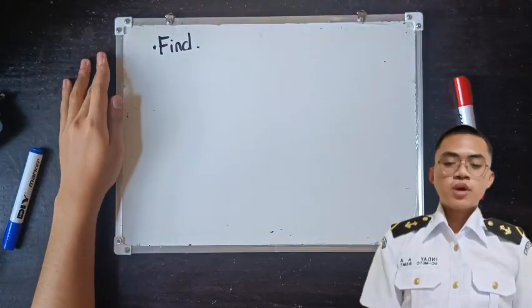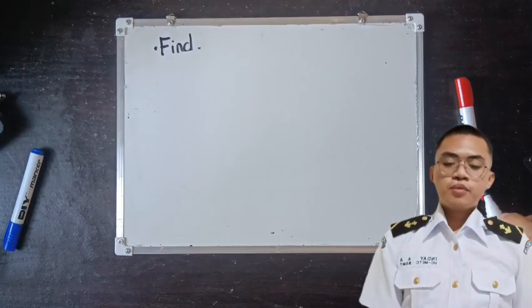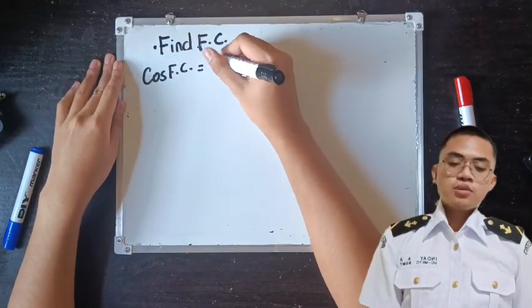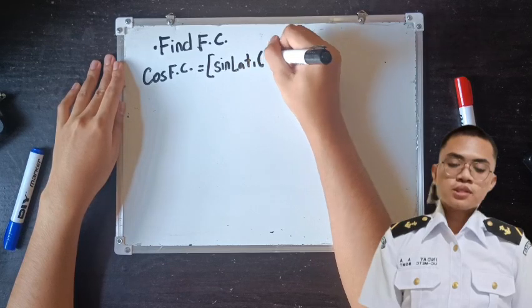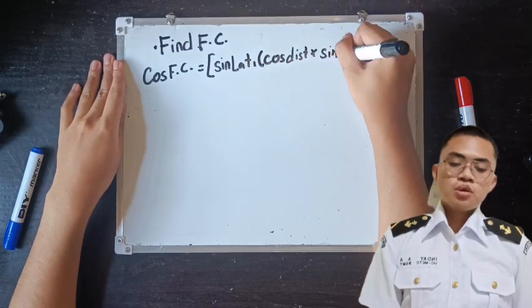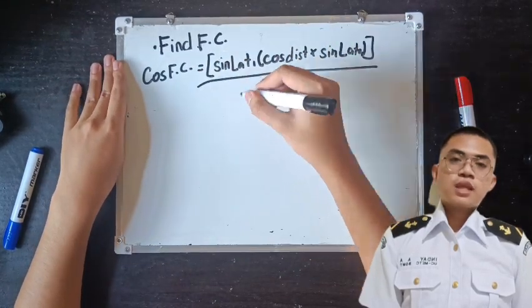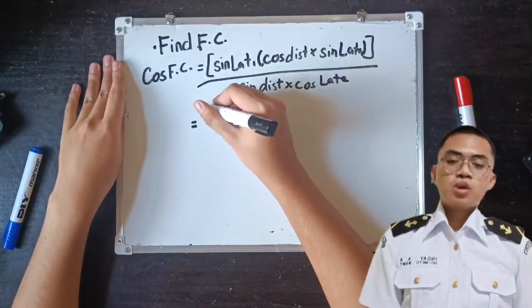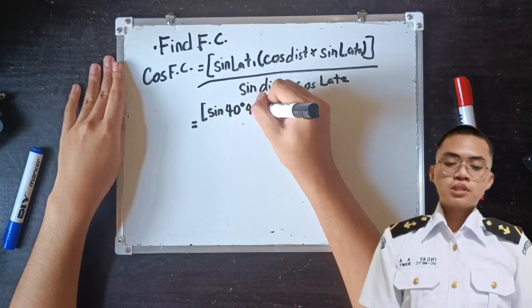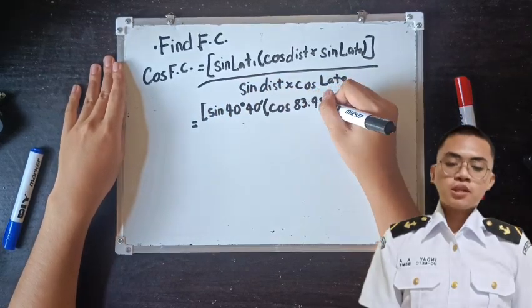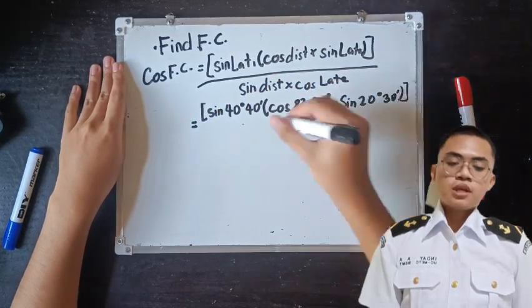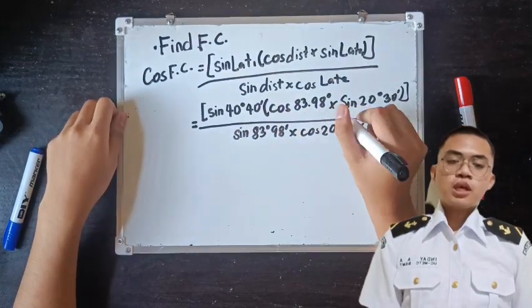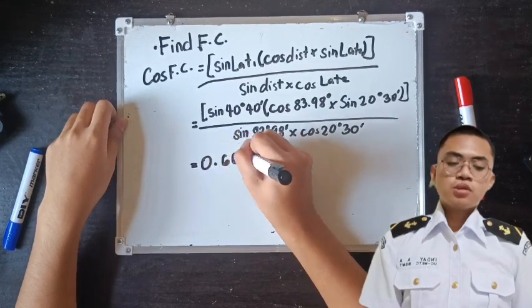The next step is to find the final course. The formula for this is cosine Fc is equal to sine latitude 1 minus the product of cosine distance times sine latitude 2, all over sine distance times cosine latitude 2. For this problem, we have sine 40 degrees 40 minutes minus the product of cosine 83.88 degrees times sine 20 degrees 30 minutes, all over sine 83.98 degrees times cosine 20 degrees 30 minutes.